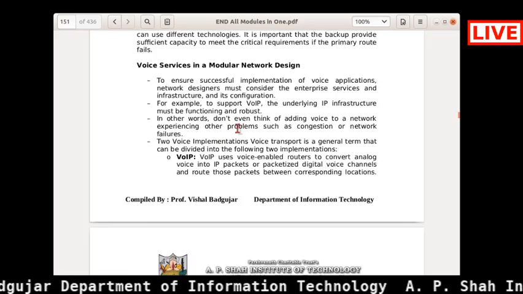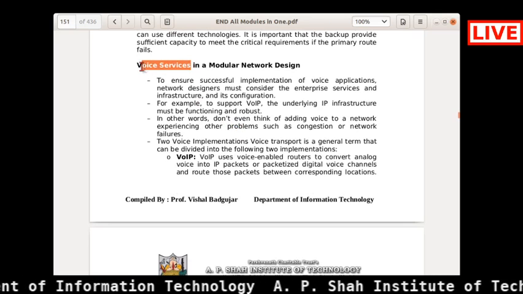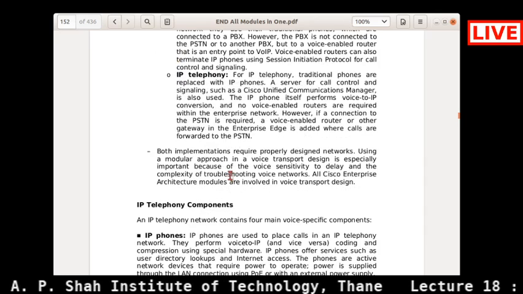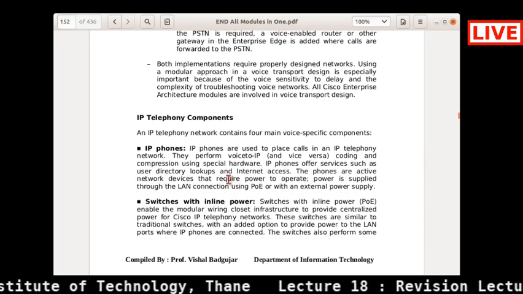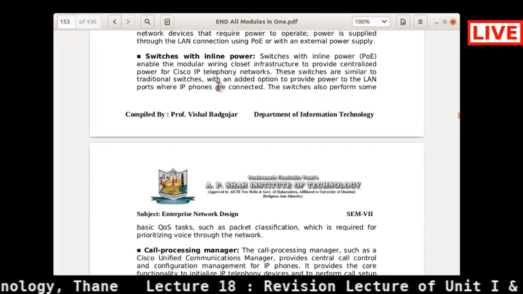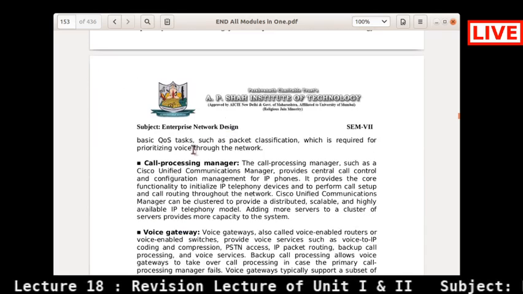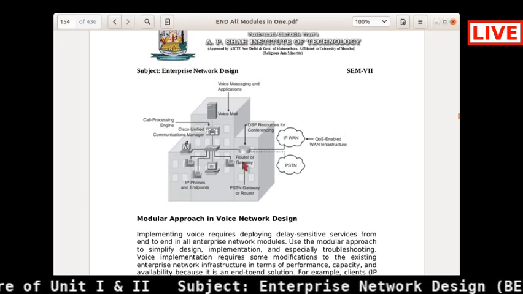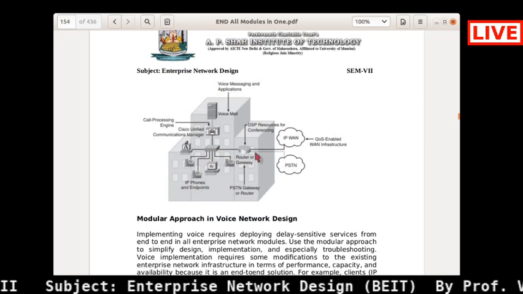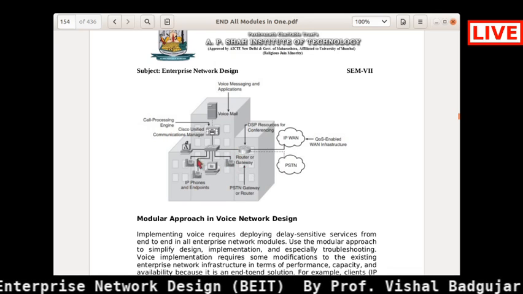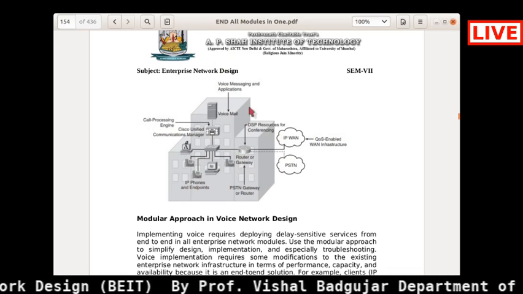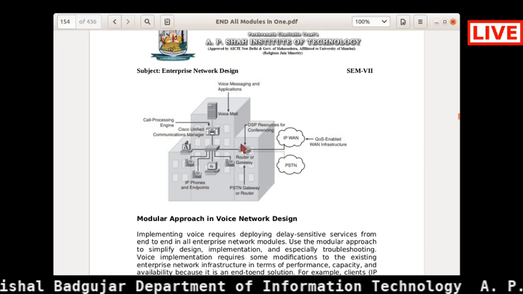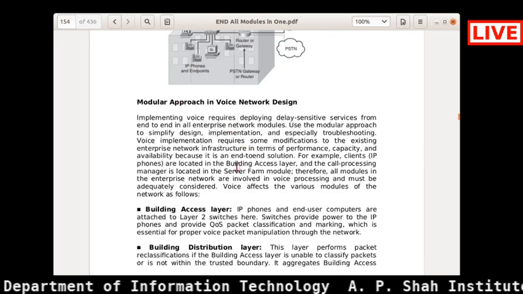Then we move toward the voice services, right? Whenever voice services come into the picture, we must know that VoIP is there, then IP telephony is there. There are different components for IP telephony: you must know the IP phone, the switch with LAN power, call processing manager, and voice gateway, right? In this diagram you must know there are four different components. Where they are situated and how this logical topology looks, that also you need to keep in consideration, right?